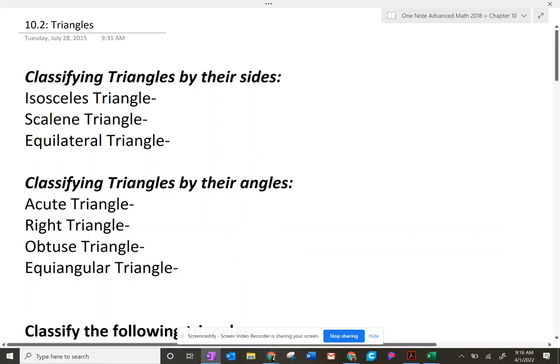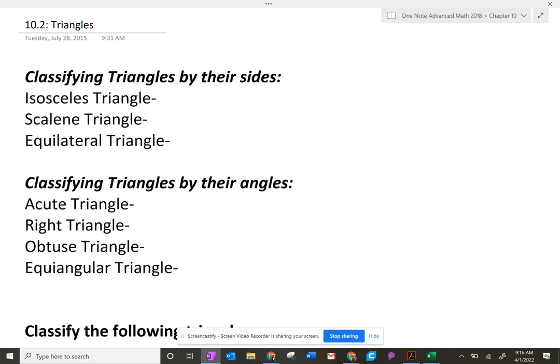All right. So, section 10.2, triangles. The first part that I'm going to start with is classifying triangles by their sides. The lesson you will have on Tuesday of next week will deal with classifying by their sides, classifying by their angles. You'll do some Pythagorean theorem. You will also have similar triangles, and I think there's one more thing I can't remember right off the top of my head.